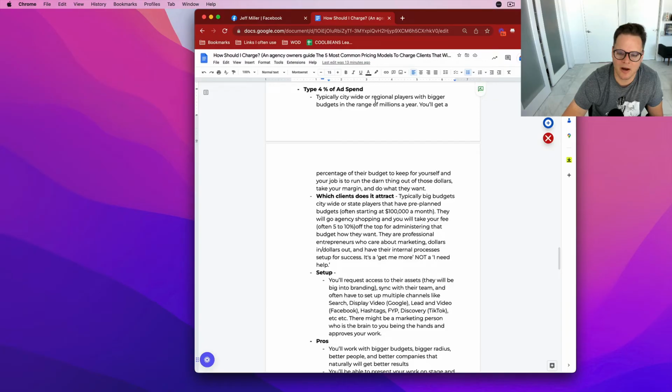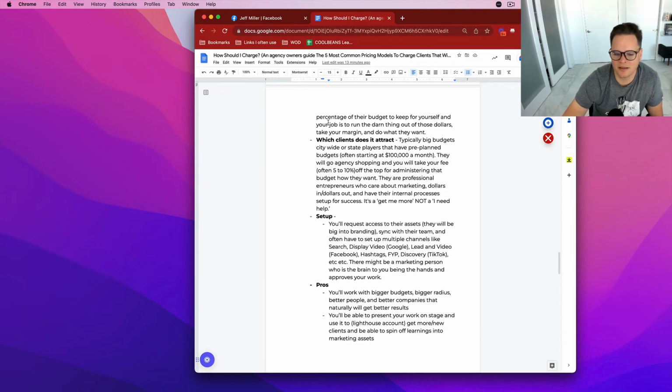These are typically citywide or regional players with huge budgets in the range of $1 million a year. You'll get a percentage of the budget to keep for yourself, and your job is to run the thing out of the dollars that you have, off the top. Take your margin and do what you want. Typically, these are big budgets, citywide or statewide players at a pre-planned budget.